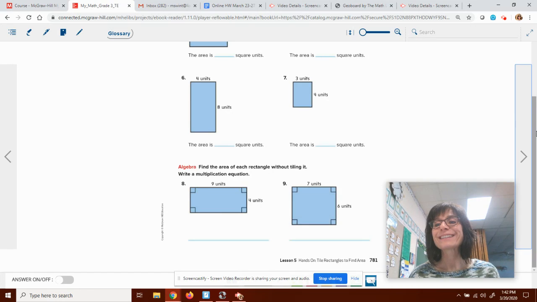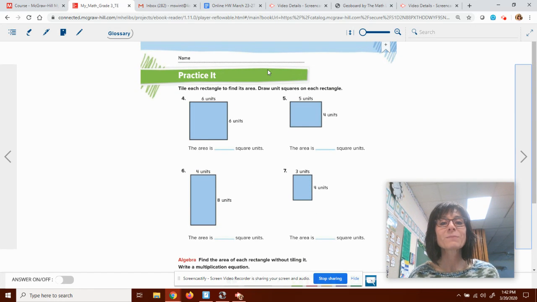On the next page, you're going to love it because it's basically going to be multiplication. Tile each rectangle to find its area. Draw unit squares on each rectangle. There are times where I say certain things are busy work. I think this is busy work.